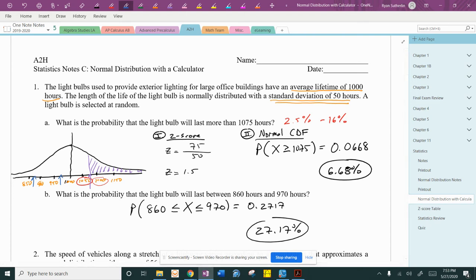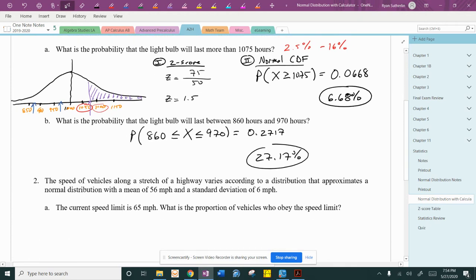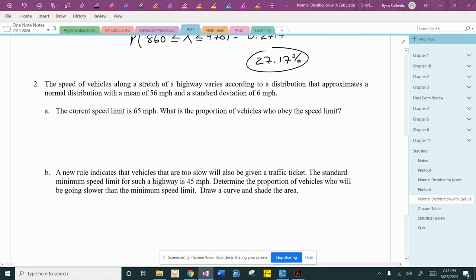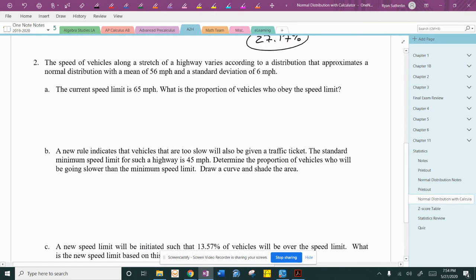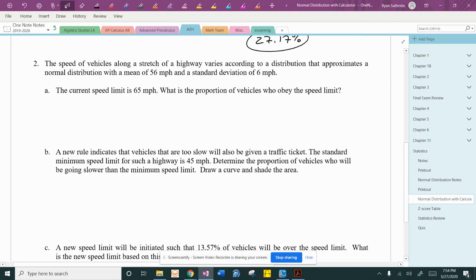So this is how this is used. It is used when those values that they're asking aren't conveniently just 1 or 2 or 3 standard deviations from the mean. And this allows you to figure out the probability that those events will occur. So what I'd like you to do is try 2A and B. Leave part C, but try 2A and B and see how you do. And I'll come back on and go through it here in just a moment.